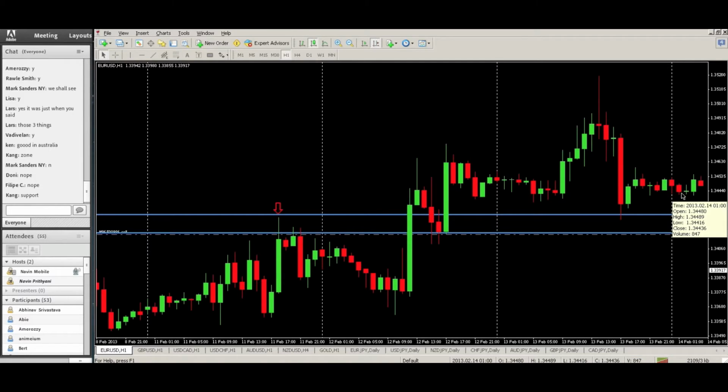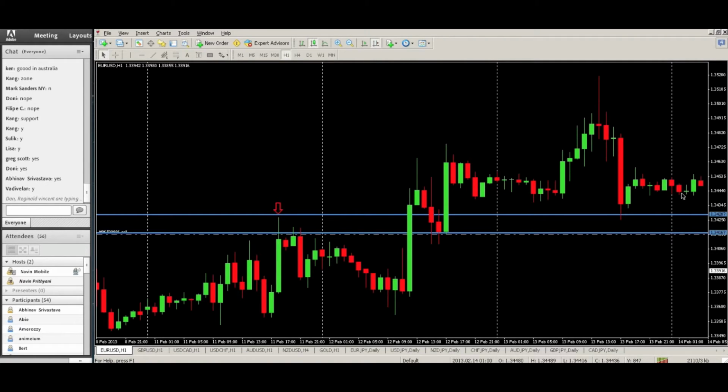Okay, now, the strategy part. Everyone understand support and resistance until now? Everyone with me so far? Okay, now let's get into the fun part. We're going to get into the strategy part.